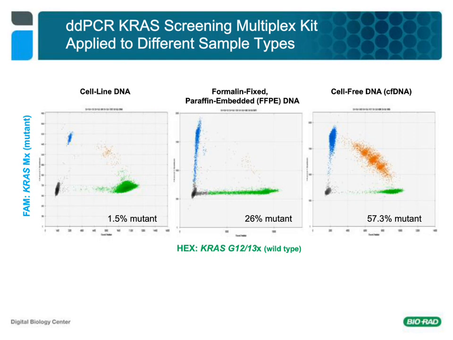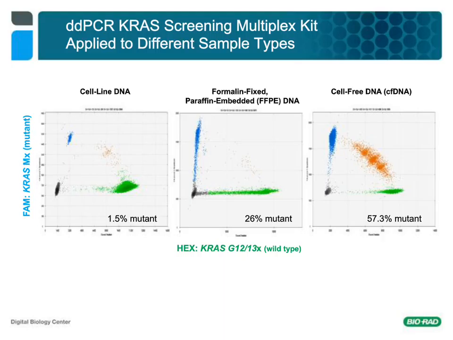So here is an example of what cell-free DNA would look like in Droplet Digital PCR. These are the 2D plots of the KRAS screening multiplex assay on cell line DNA on the left, FFPE in the middle, and cell-free DNA on the far right. As you can see, there's a fundamental difference in the plots representative of the quality of the DNA sample inputted.